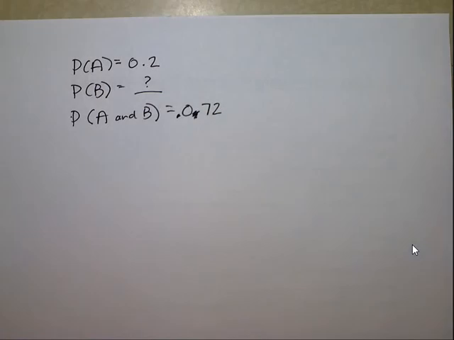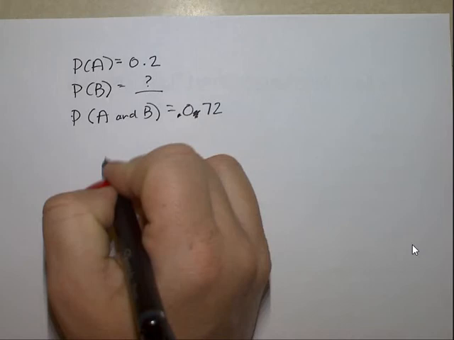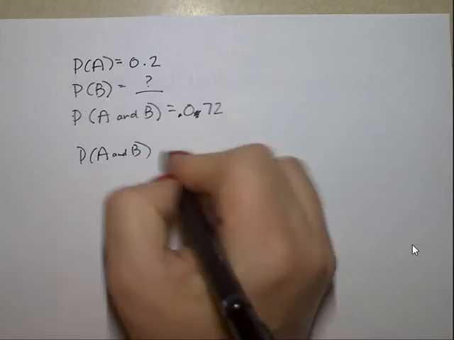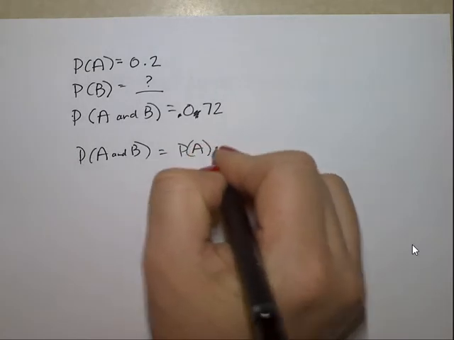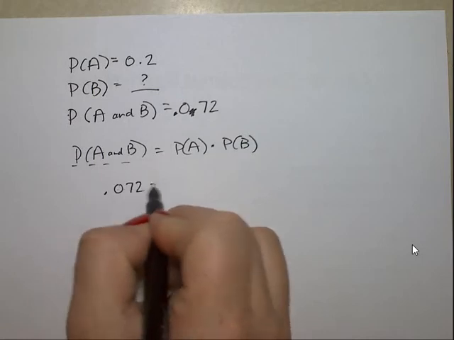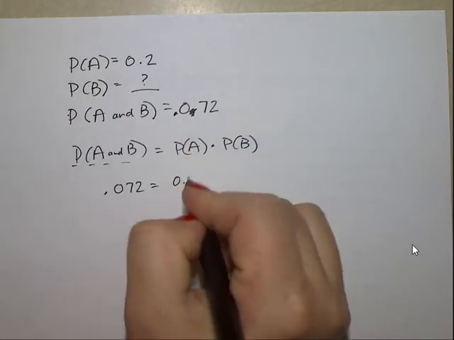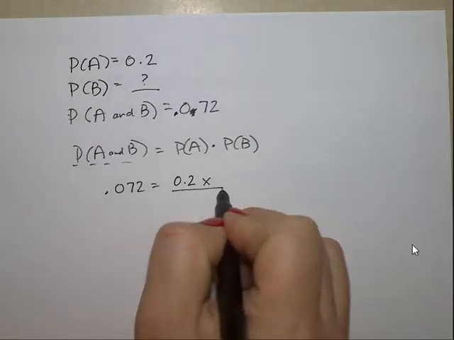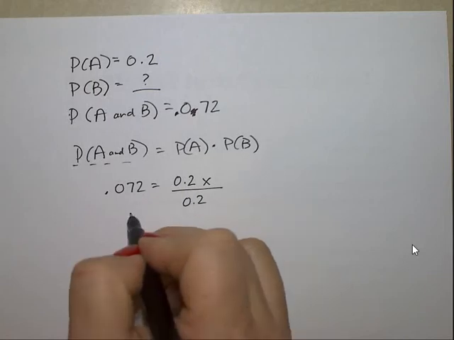So what do you have to know in order to solve this? You're also told that A and B are independent events. When you have an AND statement, you are multiplying. So P of A and B, knowing that they are independent, is the probability of A times the probability of B. I know this answer is 0.072. I know this answer is 0.2. I don't know this answer, so let's call it x. If we want to solve for x, let's do the inverse operation and divide by 0.2.